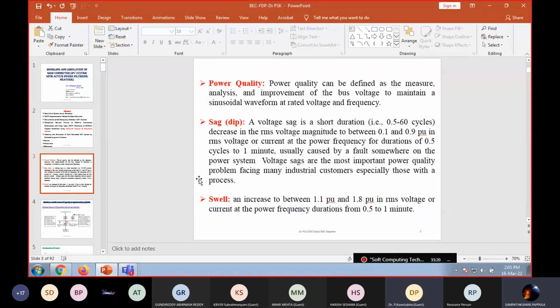And what does a swell mean? It is an increase between 1.1 per unit and 1.8 per unit as per IEEE standards in RMS voltage or current at the power frequency, lasting from 0.5 cycle to 1 minute. So now we'll see how the power system faces these problems.